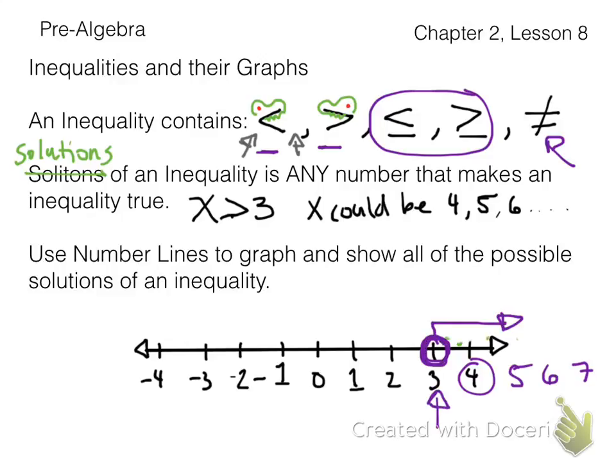It doesn't start there. It starts at just after 3. Again, like 3.00001 would be a possible situation and a possible solution for this situation. Okay, so let's graph a little bit more, and I'll tell you about what I'm picky about when it comes to graphing.